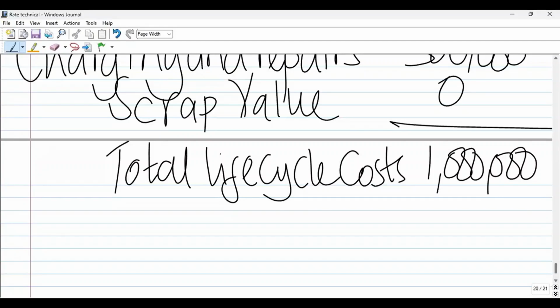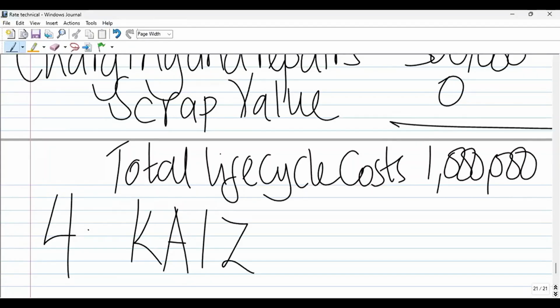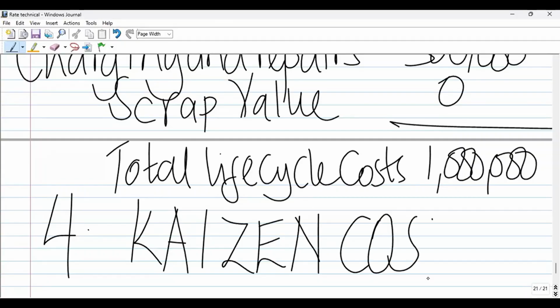So in the remaining time, I want us to talk about other costing systems. Costing system number 4, KAIZEN costing. Let's quickly write about KAIZEN costing. So 4 is KAIZEN costing.